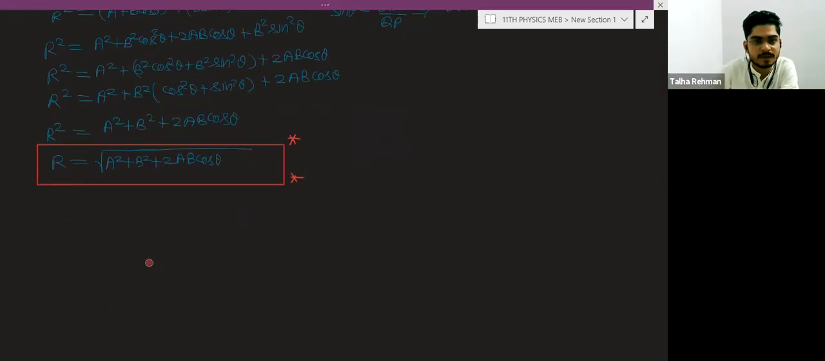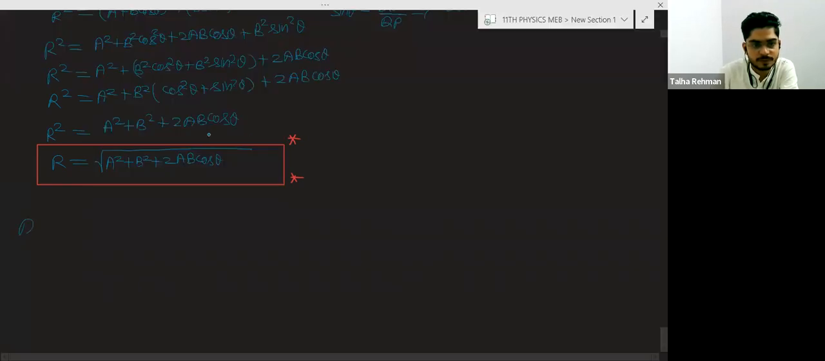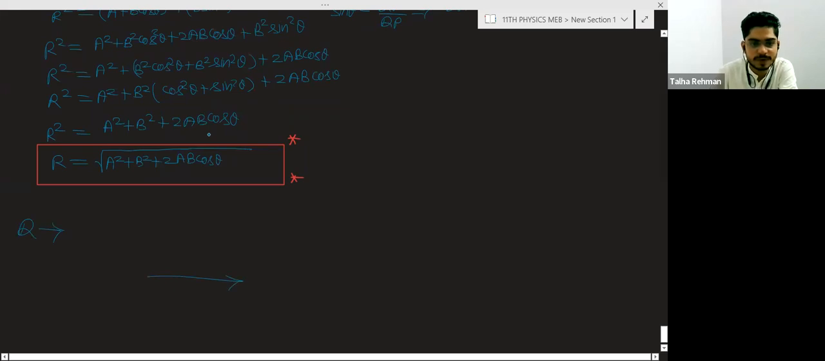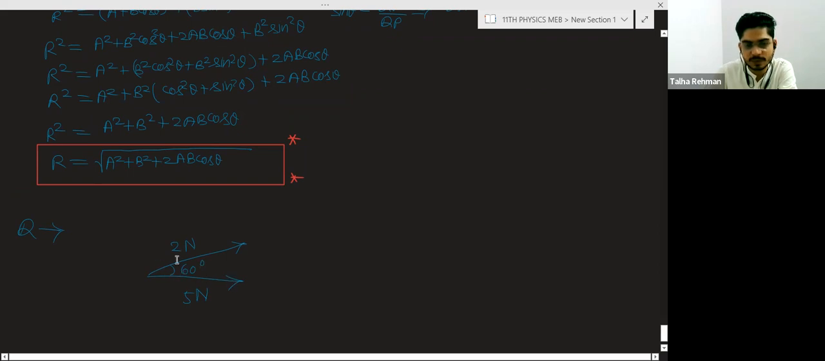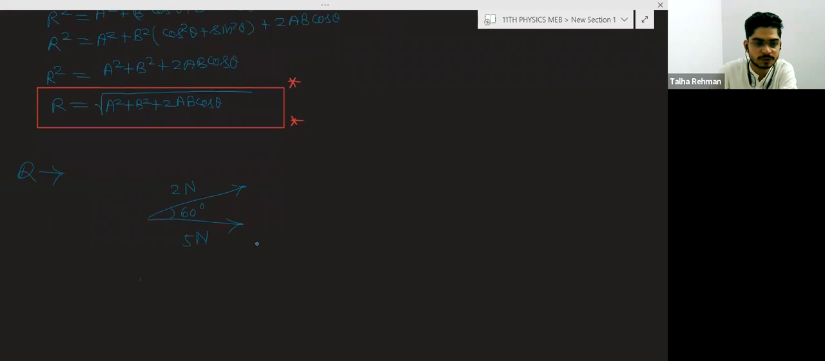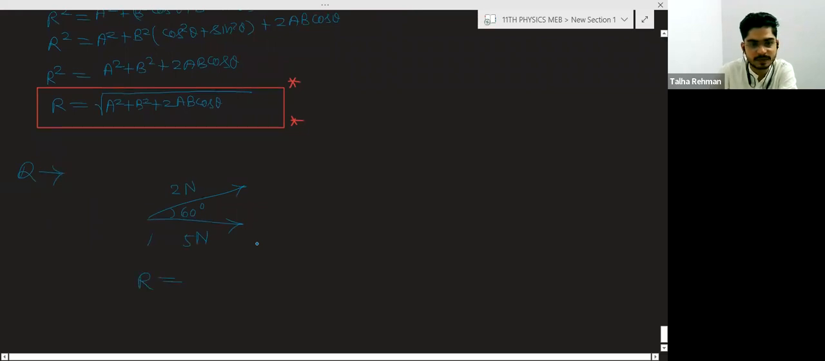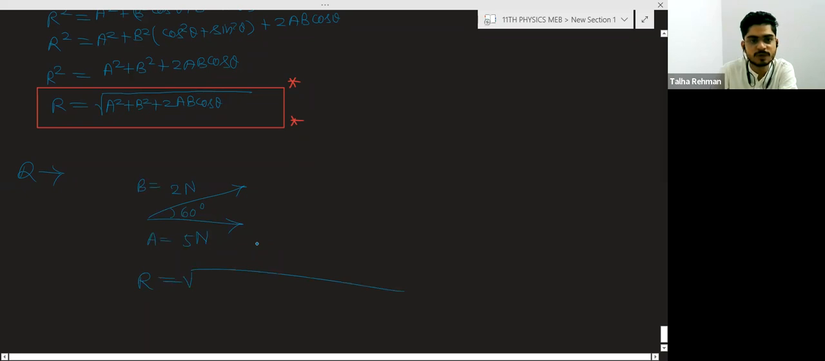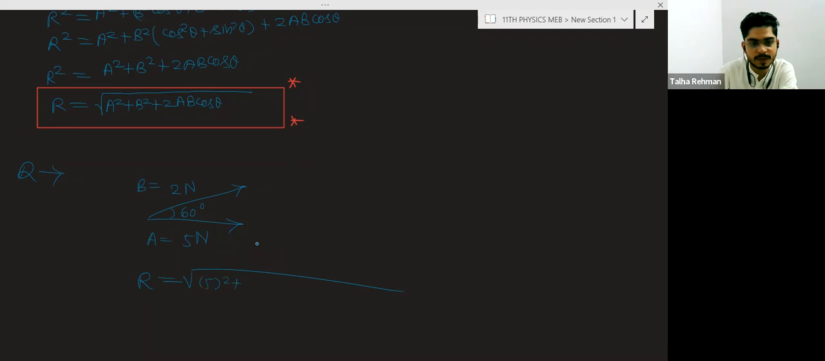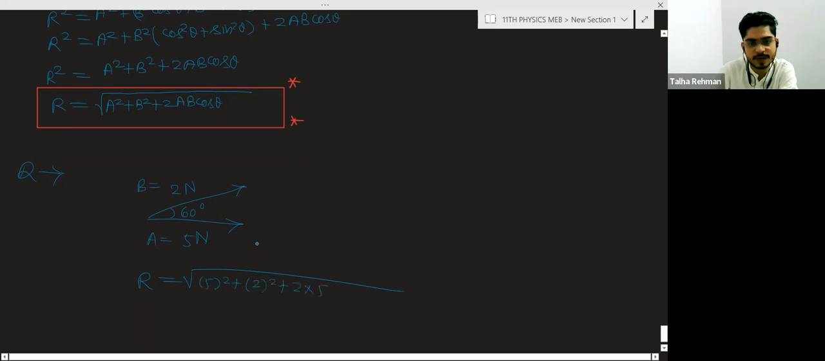I am giving one example of how this formula will be used. Suppose a force vector of 5 Newton is given in this direction, and a force vector of 2 Newton is given in this direction, and theta is 60 degree. They will say one force is acting in this direction, another force is acting in this direction. What will be the resultant? So you will use this formula directly. You will suppose this as vector a and this as b. So you will put the values in a square plus b square plus 2ab cos theta, which means you will write 5 square plus 2 square plus 2 into 5 into 2 into cos of 60 degree, and you will get the resultant. That is how we will use this formula.